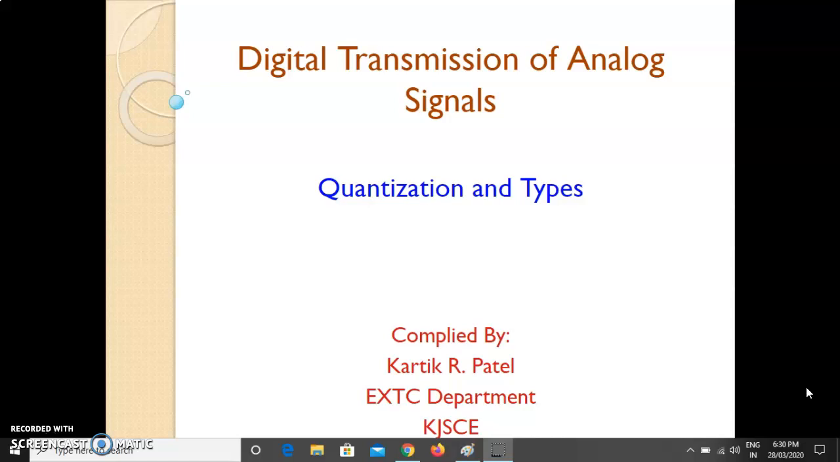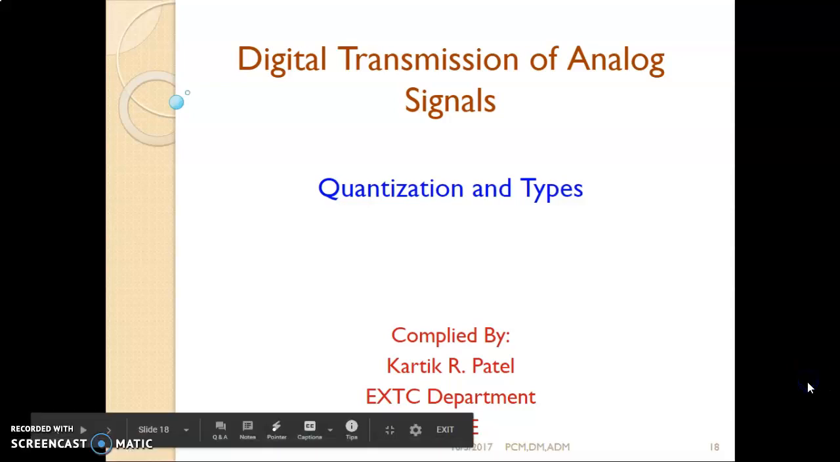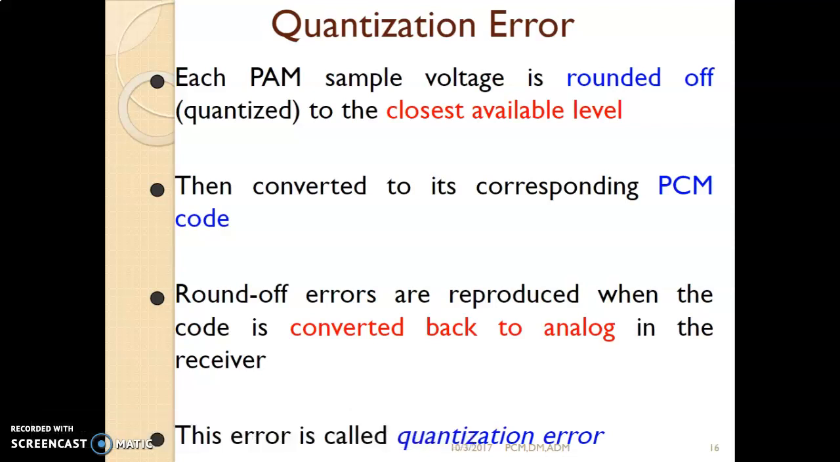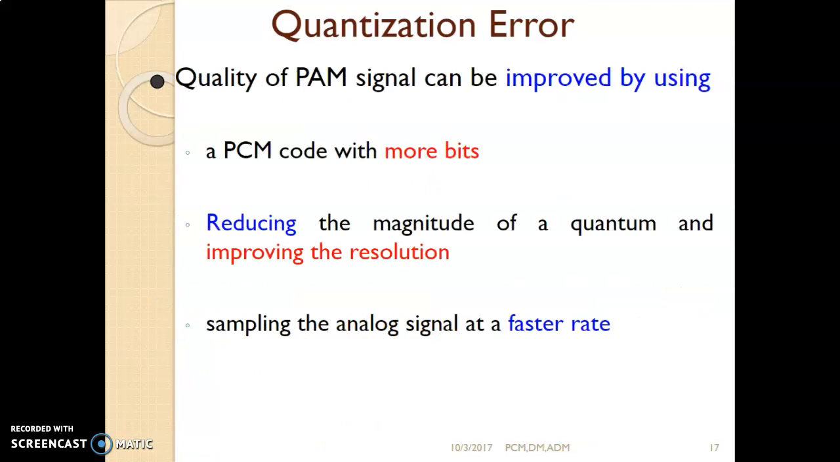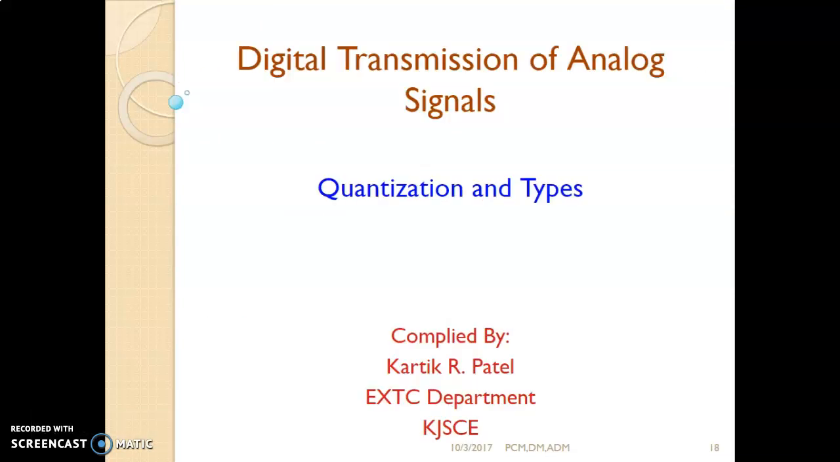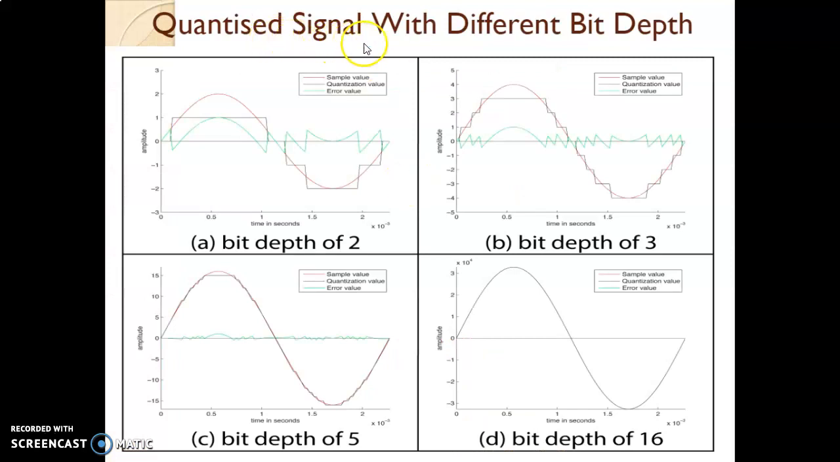That particular difference we highlighted as the quantization error in the previous lecture. So the difference between the rounded values and the original value is called the quantization error. And we said that when you assign a PCM code with more number of bits, the quantization error can be reduced. So here is an example of the quantized signal with different bit depth. Bit depth means the number of bits assigned to each and every quantized level.